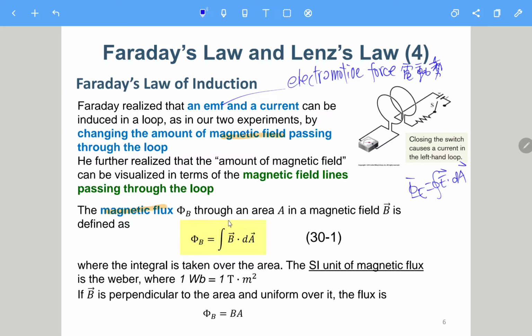The magnetic flux through an area of magnetic field is defined as this expression. The only difference between this one and the previous one is that we change E to B. So we consider the flux for the B field, and it is only for an open surface. For example, we consider this circle, which is not a closed surface. So we only integrate B dot dA over this surface only, and we don't have these circles here, where the integral is taken over the area.